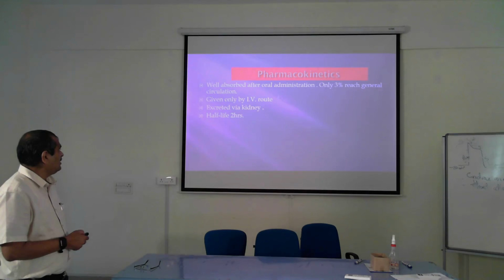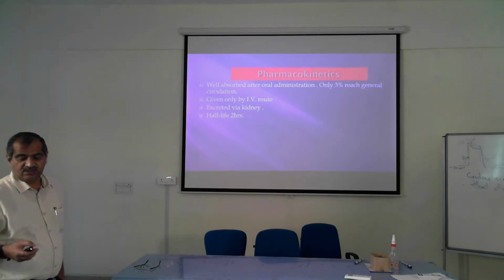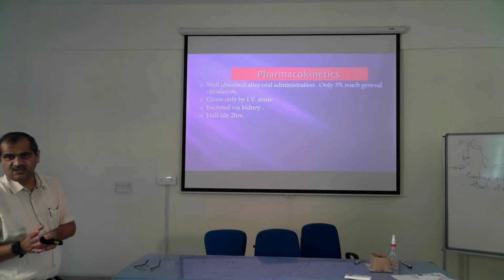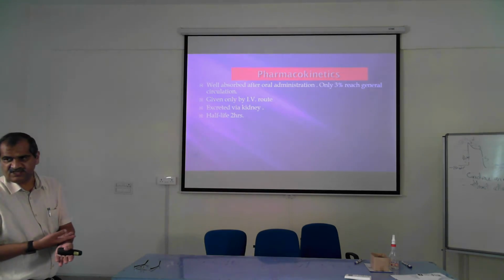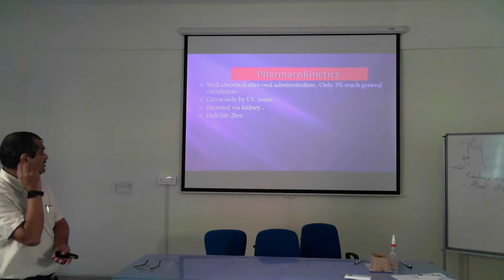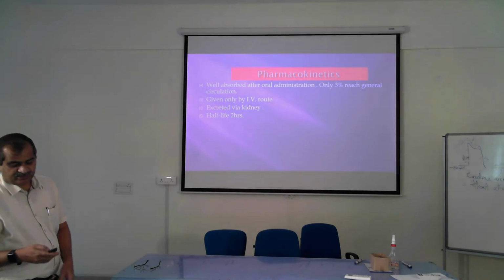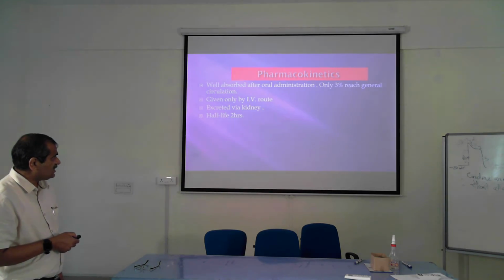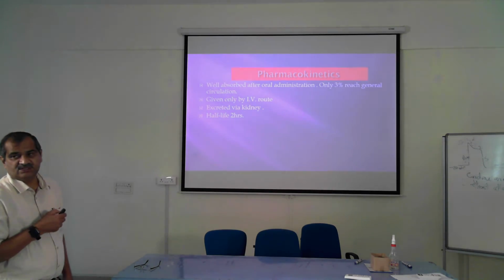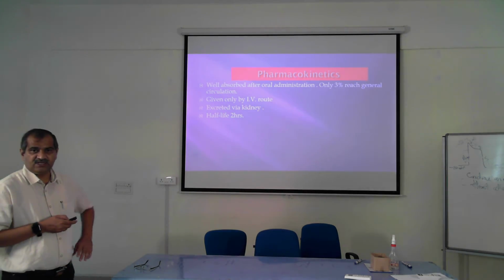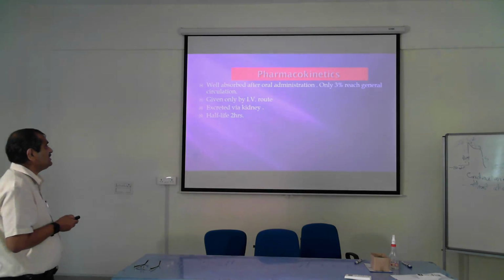Other routes are not used. If you administer lignocaine IM, what happens? The local anesthetic effect is obtained. That's why it is administered as slow IV, and it is excreted by the kidney. It is not given orally because only 3% reaches circulation, whereas the therapeutic concentration cannot be attained. Many times that question is asked in the exams.